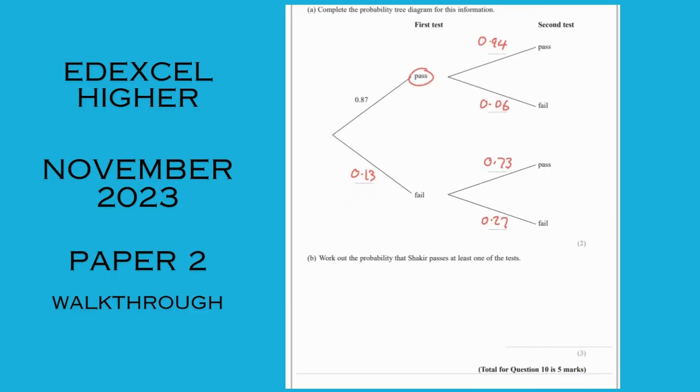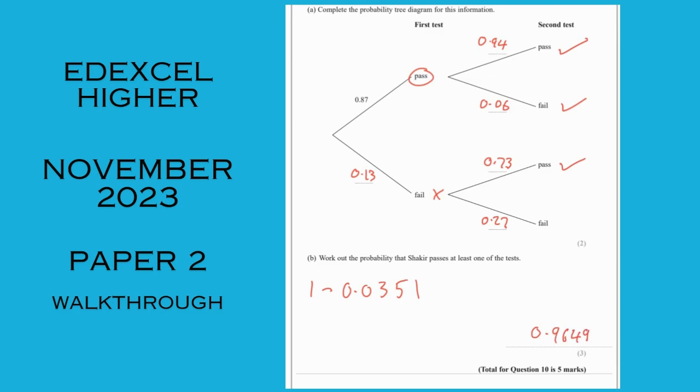Now the probability of passing at least 1 is this one, that, and that, which you could do, feel free. 3 jobs, I'll just do 1 minus these 2. So 0.13 times by 0.27 is 0.0351, and 1 minus that is 0.9649.